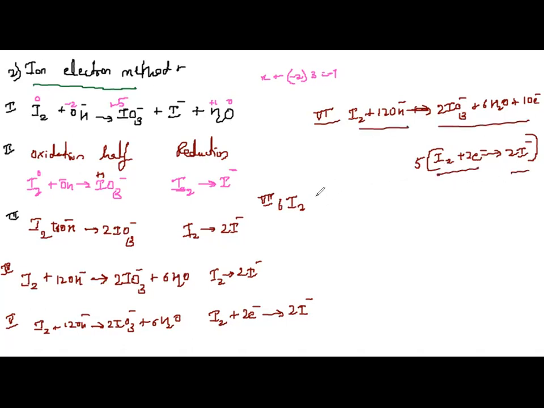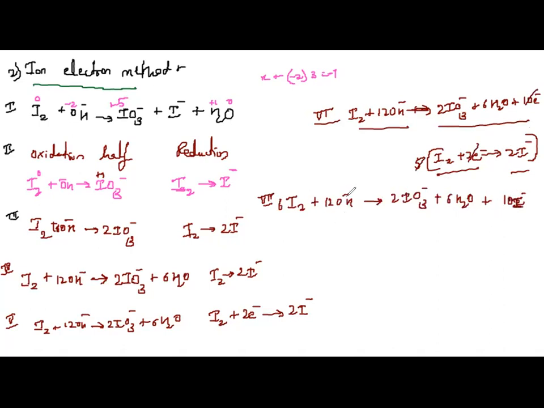Okay. So 6 I2 plus 12 OH minus gives 2 IO3 minus plus 6 H2O plus 10 electrons, plus 10 I minus. And here the 10 electrons get cancelled.